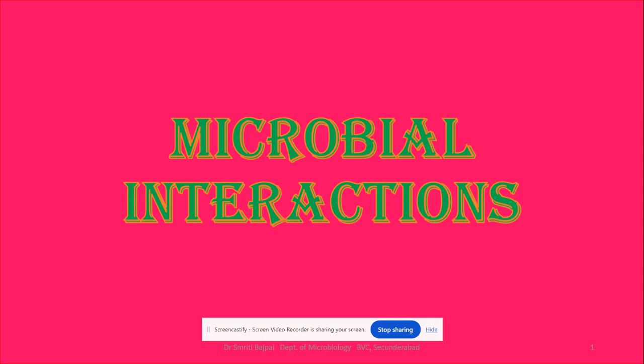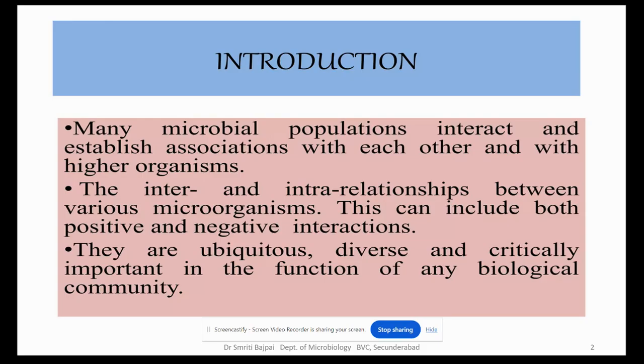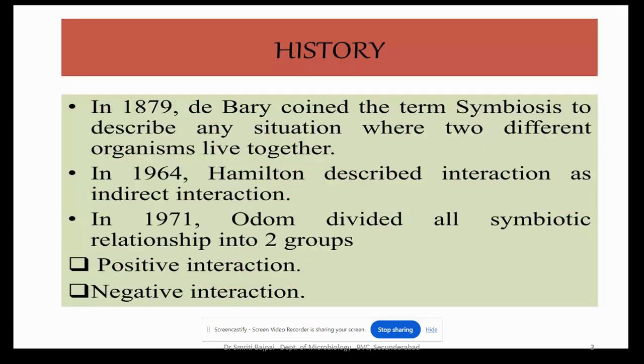Microbial interactions. As the name indicates, these are the interactions between microbial populations in which they establish associations with each other. These associations could be positive or negative on the basis of the benefit or the harm they get from each other. They are ubiquitous, diverse, and critically important in the function of any biological community.